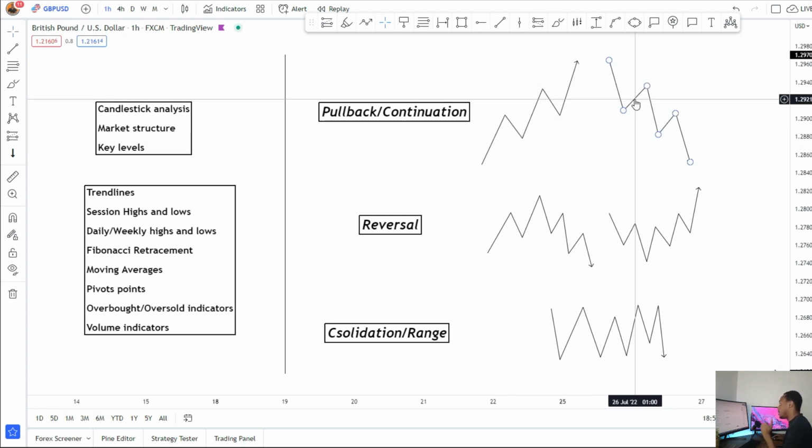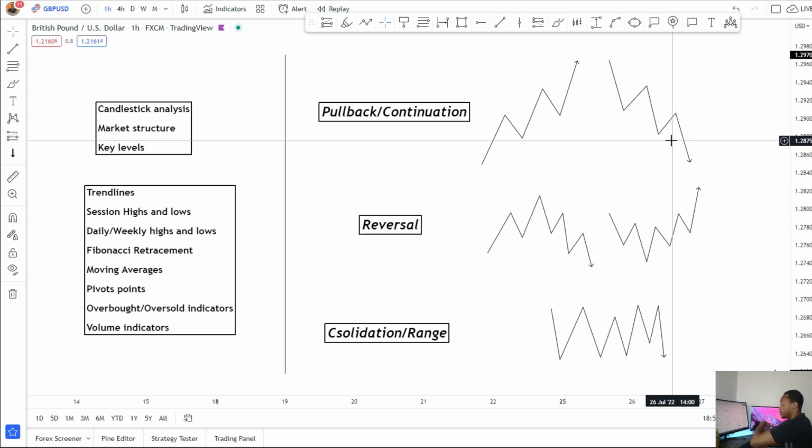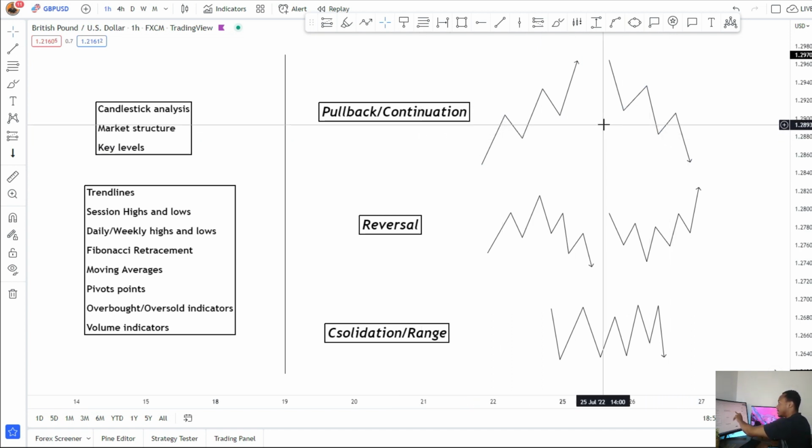Here I'm doing the opposite, waiting for the market to correct to the upside in a bearish trend, and I'm looking to sell it in the direction of the trend, which is to the downside. So pullback, continuation is basically just trend following.